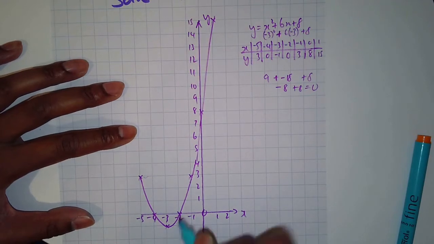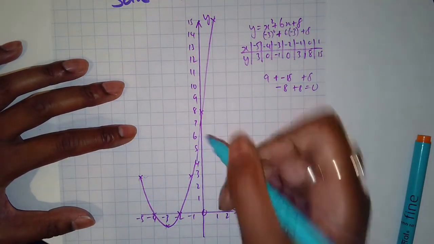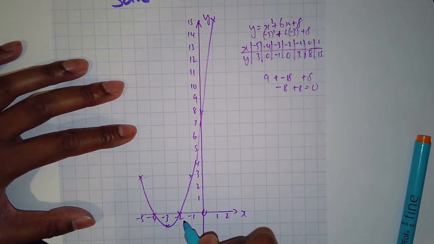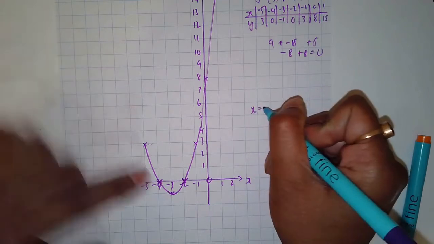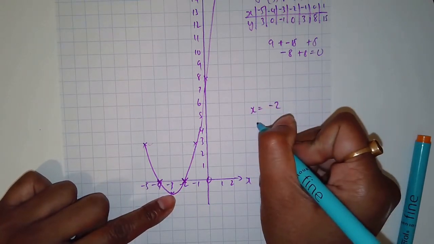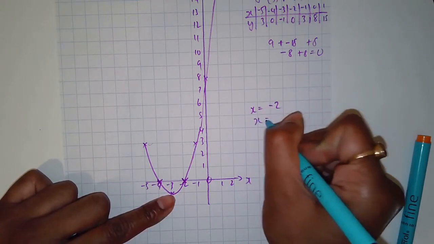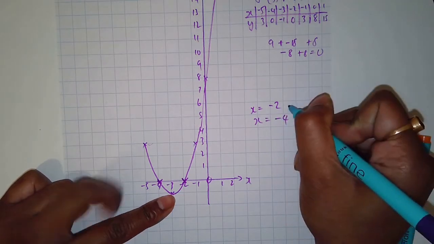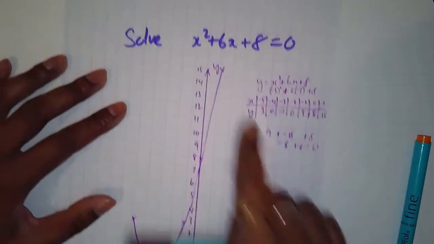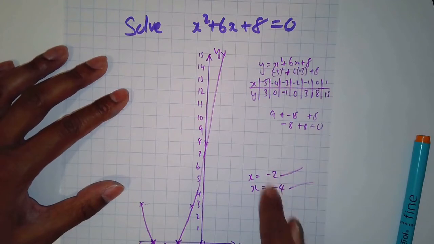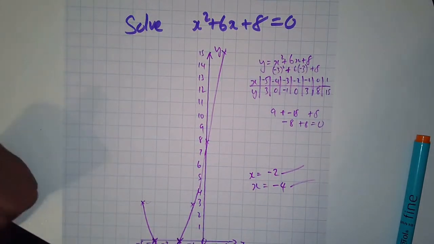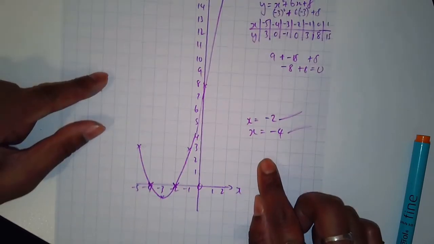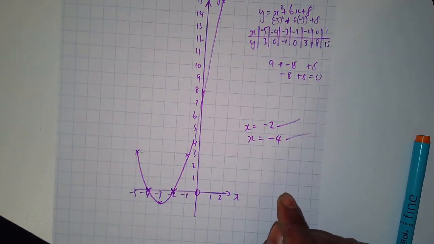So now, wherever the graph crosses the x-axis, here and here, it crosses at x equals minus 2 and x equals minus 4. Those are the two answers. So when you solve this, you get these two as answers, which is what we've been having when we solved it using factorization, using the quadratic formula, completing the square.